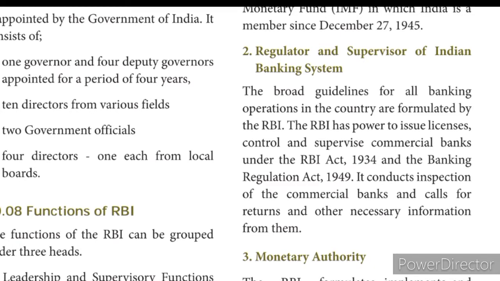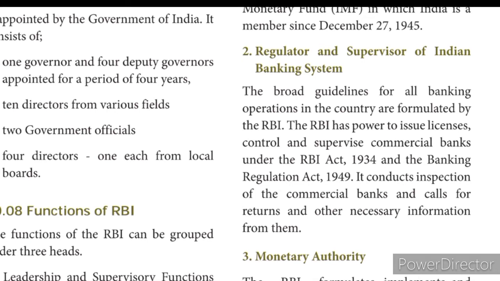RBI is the only way by which all the rules get implemented in the banks. RBI has the power to issue licenses, control and supervise the commercial banks under the RBI Act of 1934 and the Banking Regulation Act of 1949. It conducts inspection of the commercial banks and calls for returns and other necessary information from them.